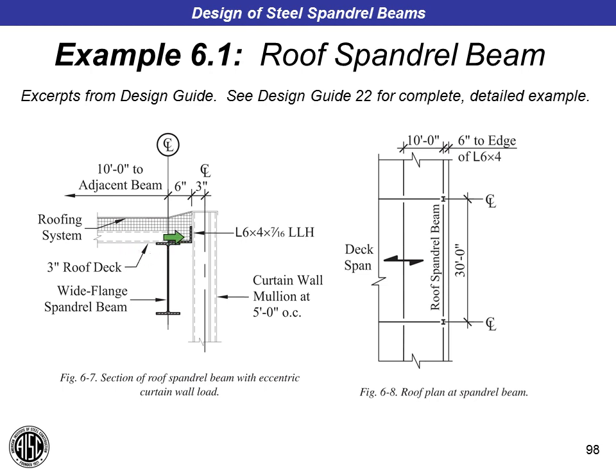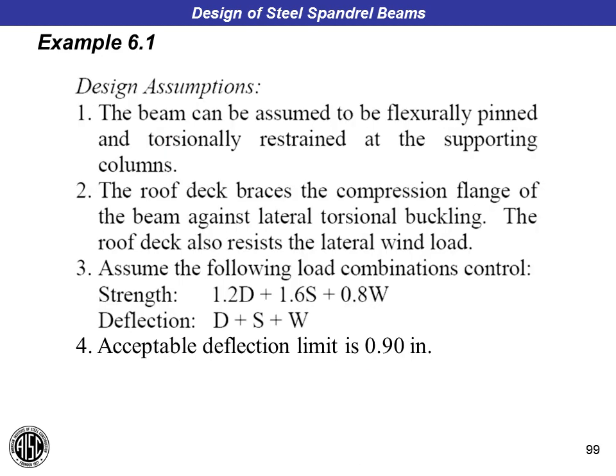We've got an L6x4 angle out here to which the curtain wall mullions, which are spaced at 5 feet on center, are to be attached. So this is a dead load anchor, not just a wind load anchor. The spandrel beam spans 30 feet between columns, and it's a true beam. The deck spans perpendicular to the spandrel beam. So we have no beams to brace it laterally for rotation or translation between the columns.